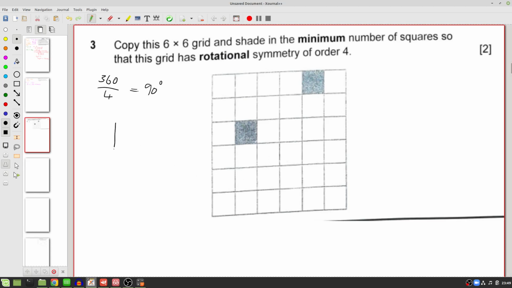For example, if we have a square, and we take the square and we rotate it 90 degrees, it should look the same. Another 90, it should look the same again. Another 90, the same again, and so on. So every 90 degrees, it should look the same. That's what rotational symmetry of 4 means. All right, so let's see if we can figure this out.